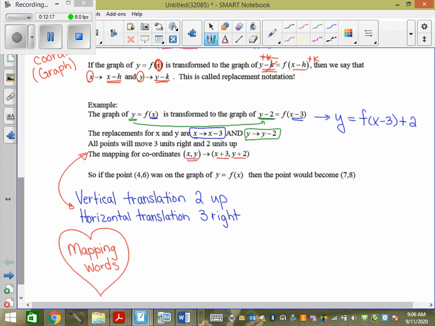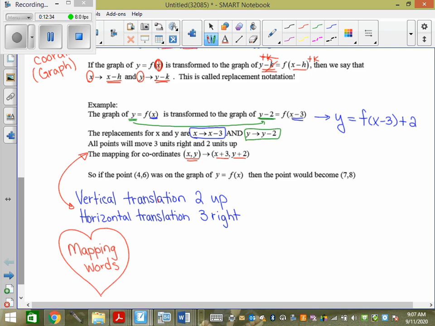They're the same. Because if I'm moving 2 right, I have to take my X and I have to add 2 to it. If I'm moving 3 right, I can take my X and move it 3 to the right. If I'm moving 2 up, I take my Y and I move it 2 up. How do I do that? I add 2 to it. So these are the exact same thing.